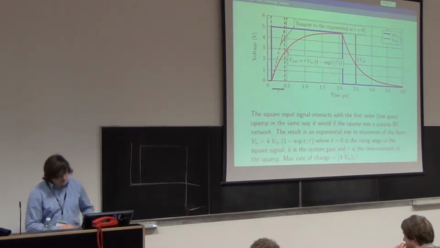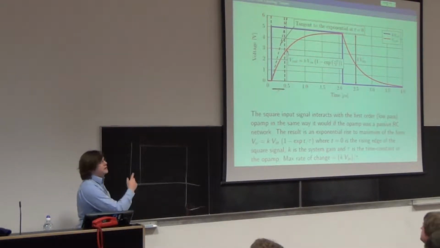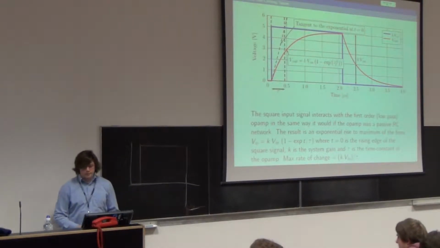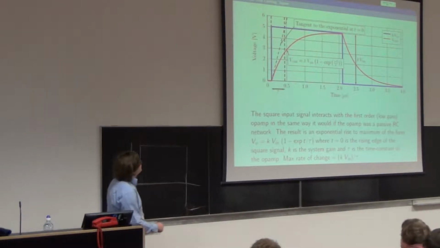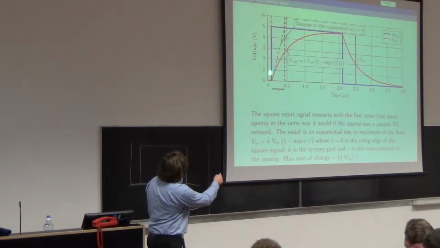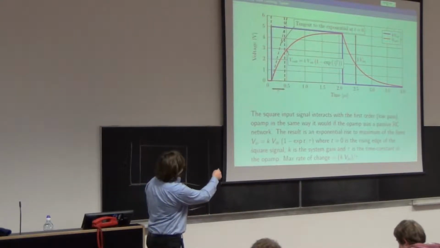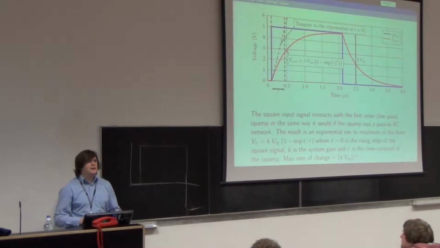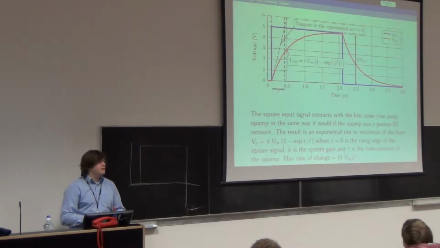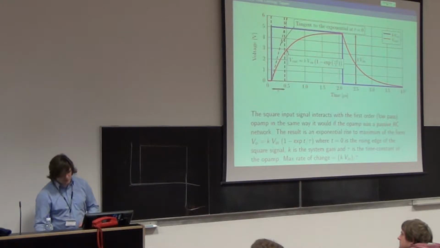So the maximum rate of change, you just differentiate the exponential if you want to. We'll end up with kV in over tau. If you want to know how I got to the kV in over tau, that's k times V in, and it's just one divided by the other. It's a triangle. Happy? Happy, right, okay, happy then.